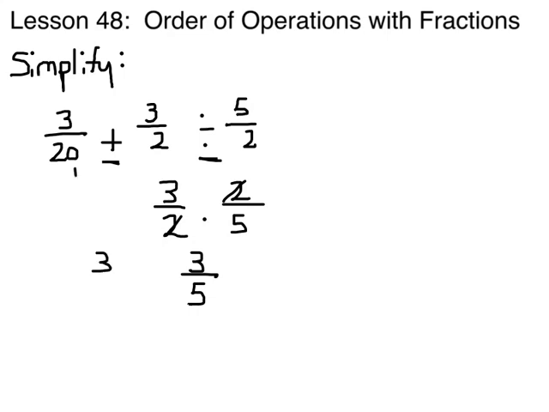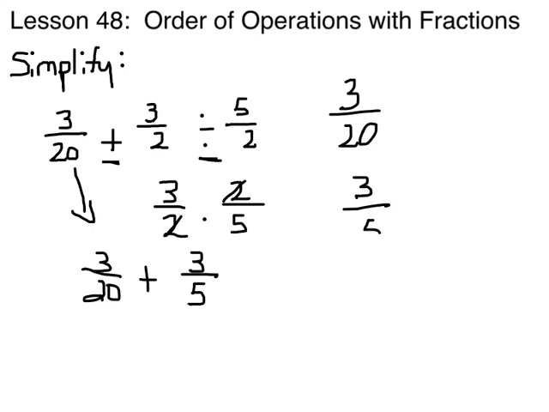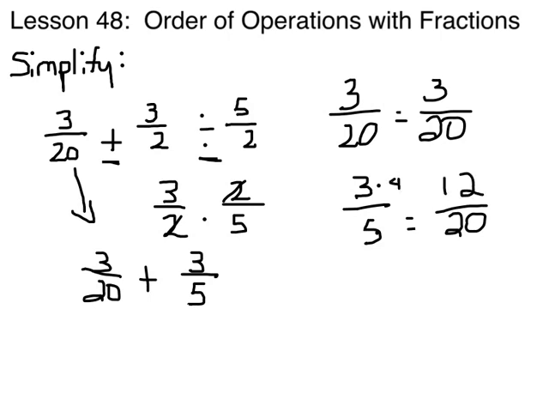Now I'm going to bring down this 3/20 plus 3/5. Now, I can't add those until I get a common denominator. And I know you guys are smart and you're sitting there thinking, well, it's 20. Duh. So yeah, it is, and this one is not going to change. It's already something over 20. This one will become 5 times 4 is 20, so 3 times 4 is 12. And 3/20 plus 12/20 is 15/20. Now, I know my 5s, so I know that this will reduce to 3/4.